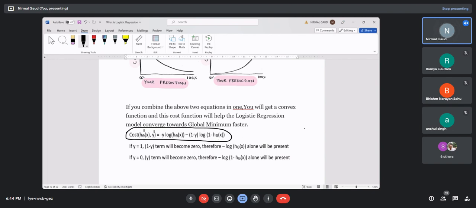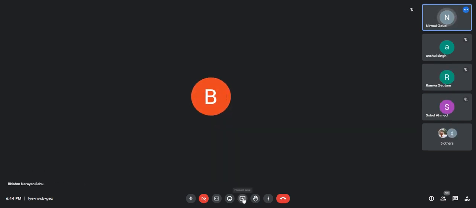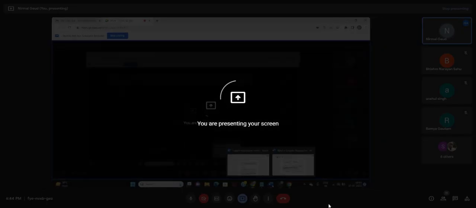Now the question prevails, which I also asked in the previous lecture: how to prove this, how to get this equation. That's what we want to work upon. So let me share my complete screen, then we can have some discussion over it. I'm sharing my complete screen, then we can check out how we arrived at this particular equation. Fine.